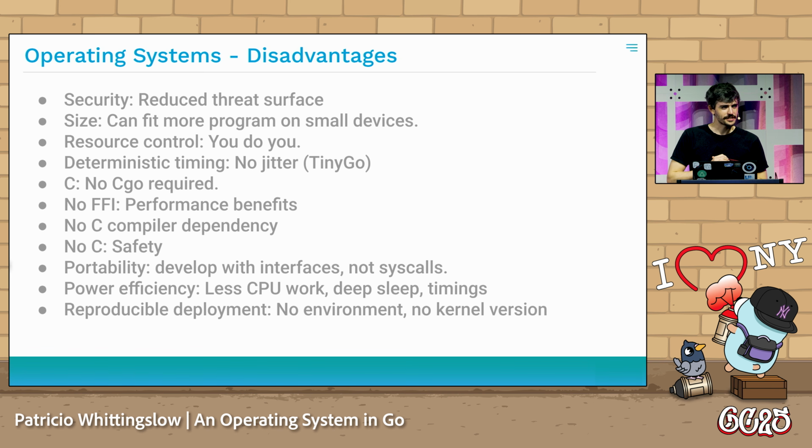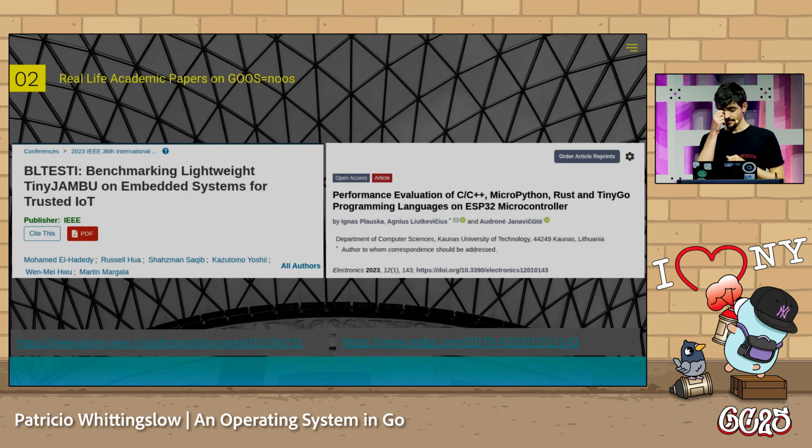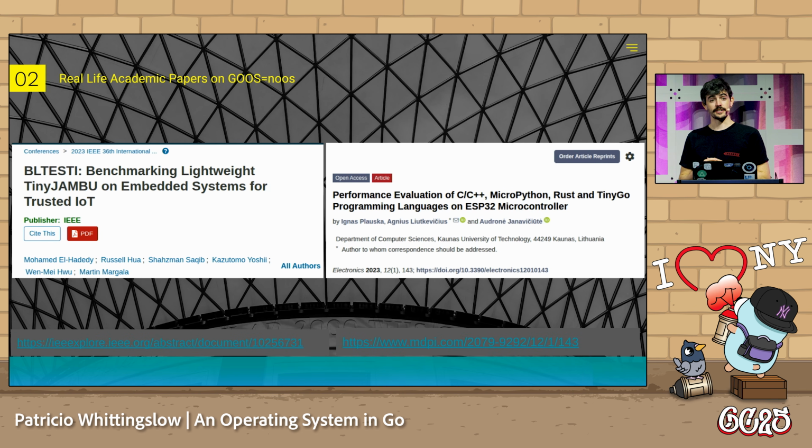So maybe by now your interest is piqued. You look at your OS and you see a problem where you previously didn't see one. But why Go over other well-established languages in the industry? There are academic papers that might be interesting to look at that use Go for bare metal. They compare TinyGo, Rust, and C, Rust and C being the next two contenders for this kind of work.